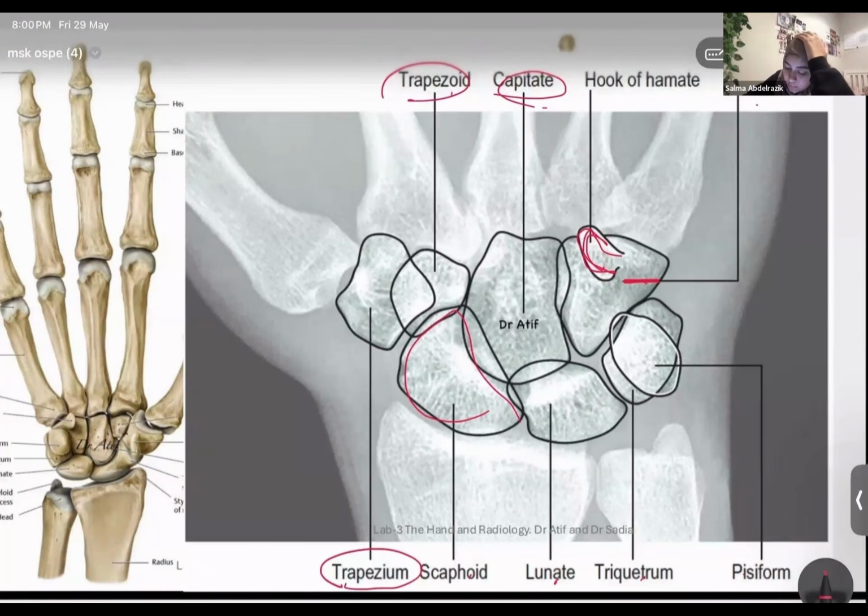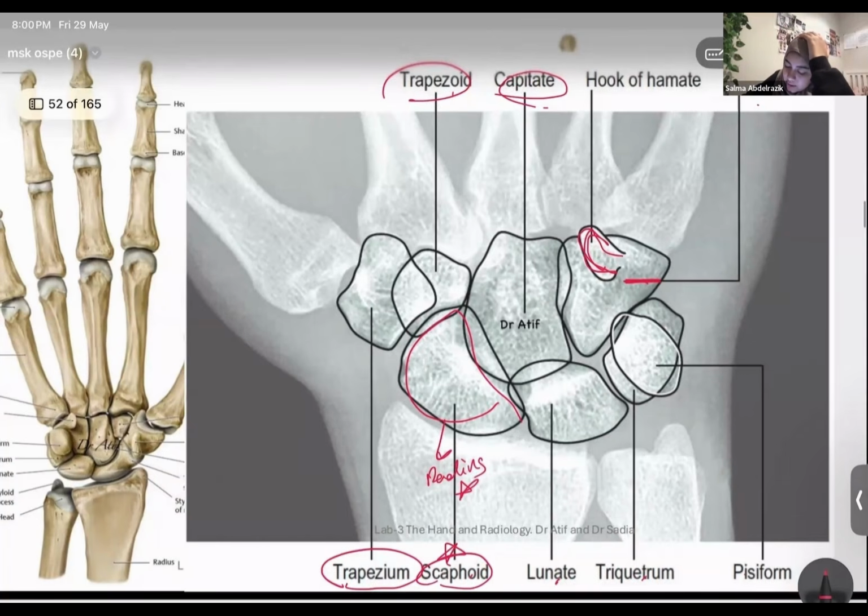The one down, which is also big, is the scaphoid. It's the one closest to the radius, and that's important. Then you have the lunate, which is a small one that could get dislocated. Keep all these terms in your mind because it's very important. Then you have the pisiform, which is one on top of the other. The one on the bottom is called the triquetrum, and the one on top is the pisiform. Cool? Cool.